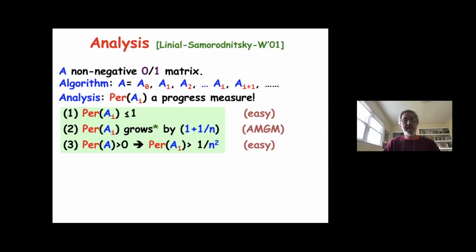And let's see, the analysis is very simple. So what's the analysis? Here are the three steps. Let's say that the sequence of matrices produced is A0, A1, A2, and so on. Well, we'll do it in some other order.